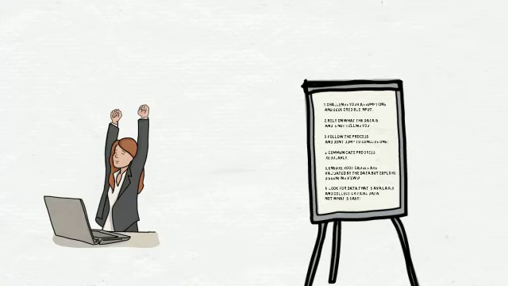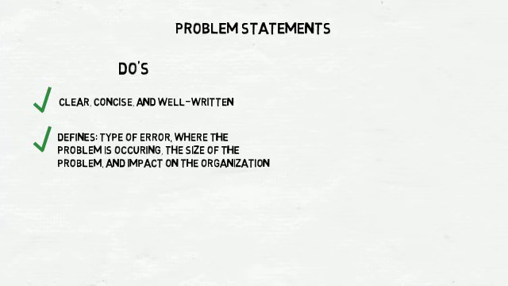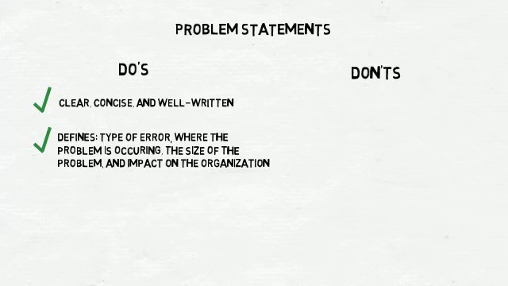The problem statement is clear, concise, and well written. It defines in specific terms the type of error, where the problem is occurring, the size of the problem, and impact on the organization. The problem statement does not address more than one problem, assign a cause or a blame, or offer a solution.